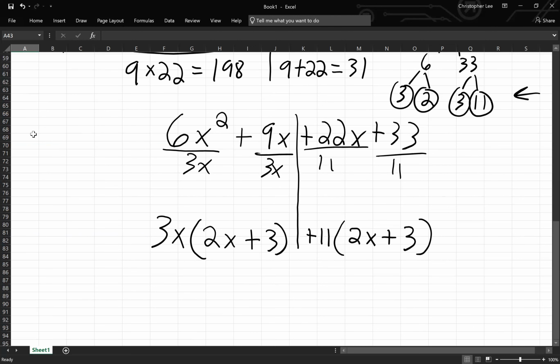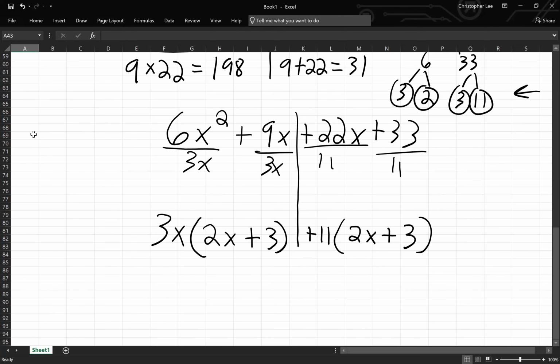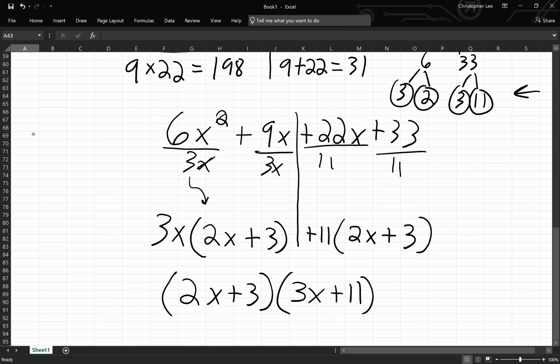The 2x, which one are you talking about? Where did we get to? Oh, so 6 divided by 3 is 2. And then the x and the x squared, that's how. So now we're gonna do greatest common factor. I have 2x plus 3. And whatever's left over, I'm gonna put in parentheses, 3x plus 11. That's it. This is just factor completely.